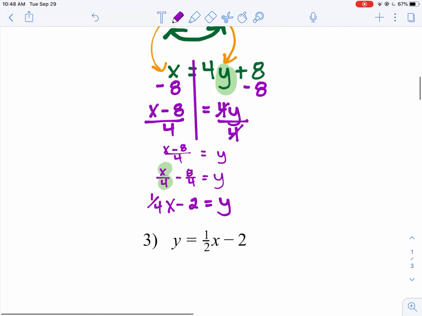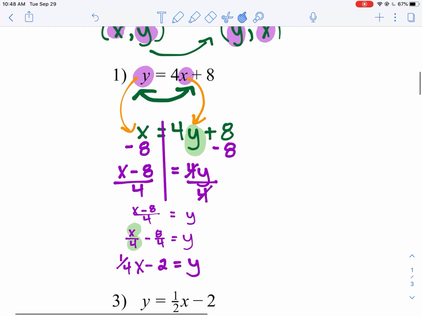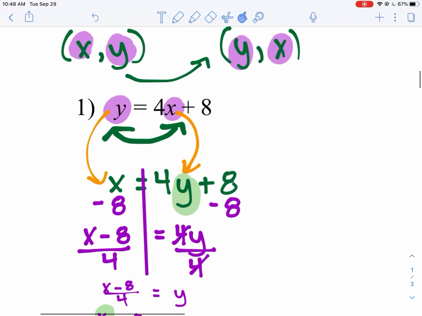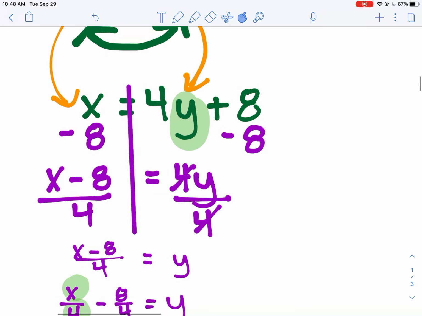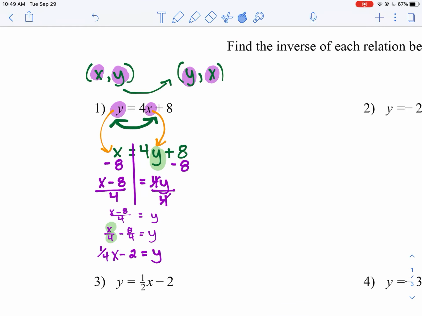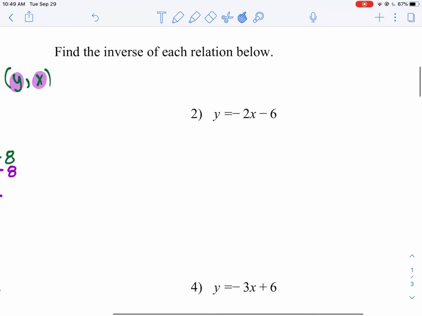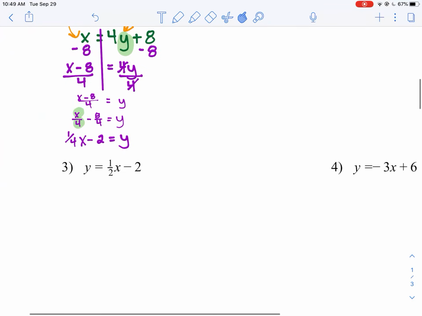So again, this is a bit tricky, so you've got to watch out for your steps. The first step I did was I swapped my x and y's. They switched places. Then I isolated y by using inverse operations. I undid the addition and subtraction first, and then I undid any multiplication or division, just like you would do with a typical two-step or multi-step equation. Let's try another one. This one's a little more difficult.